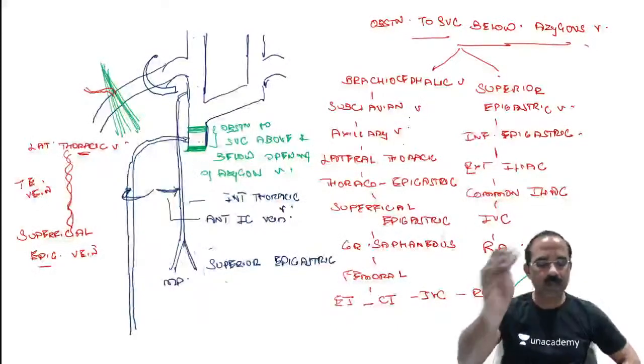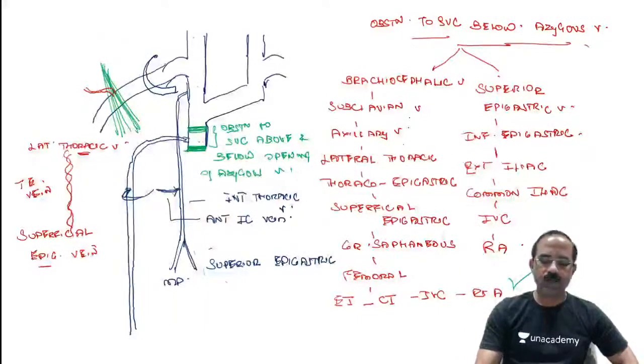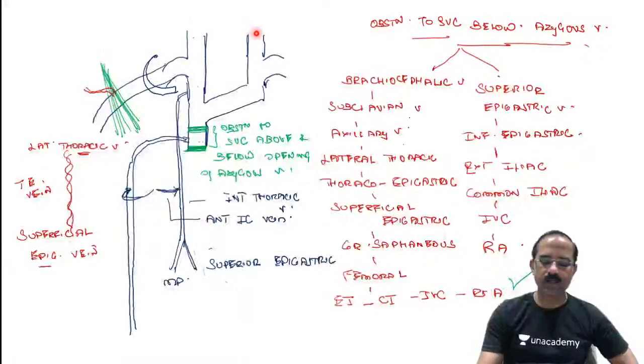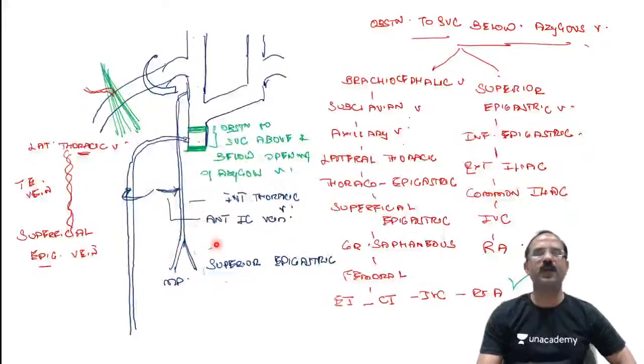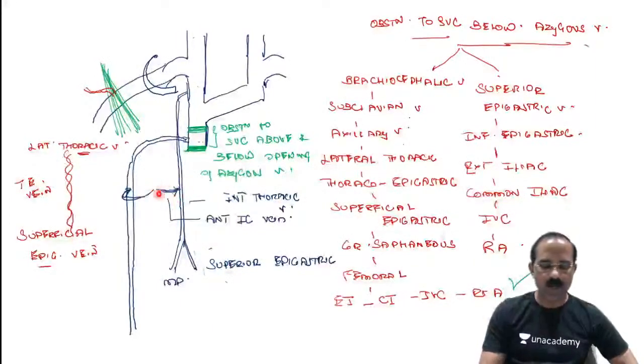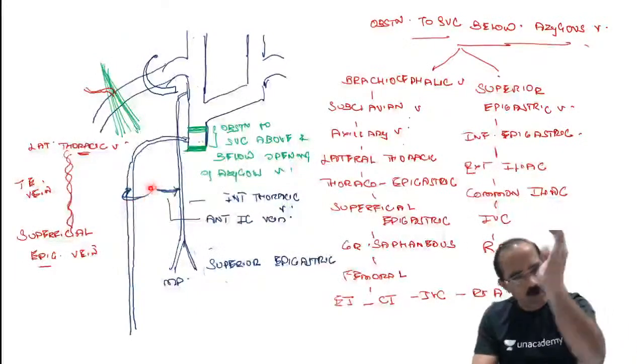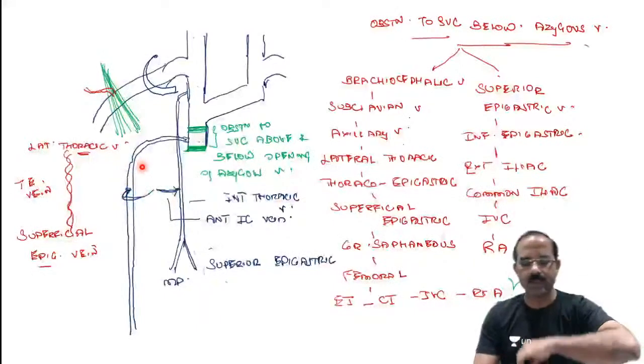Look here, once again, I'll quickly go through it. These are the internal jugular vein, this is the subclavian vein, that is the right brachiocephalic, that's the left brachiocephalic, ये होगा SVC, ये होगा azygous vein, and this is the internal thoracic vein. This is the musculophrenic vein, that's a superior epigastric vein. This is the anterior intercostal vein which opens into the internal thoracic vein, that's the posterior intercostal vein. On the right side it opens into the azygous vein.